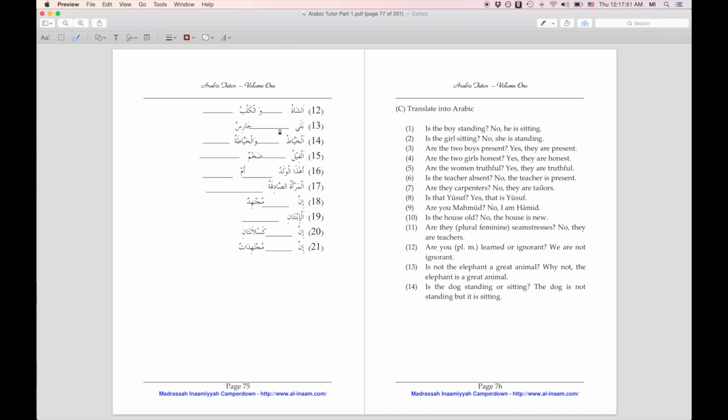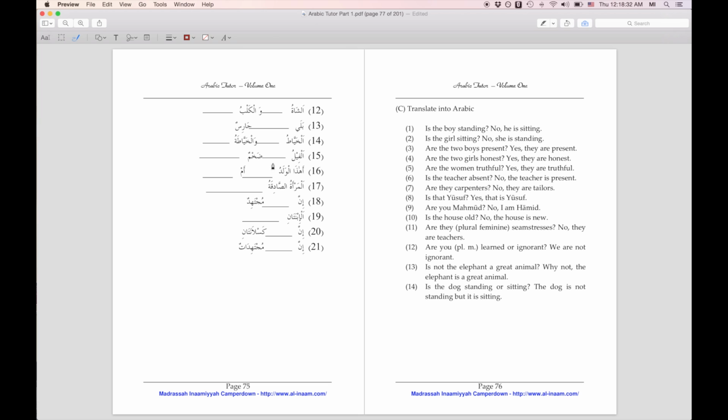Bala al-kalbu harisun. Na'am, the dog is a guard or a sentry. Al-khayyatu, that's the tailor. Just keep it simple. Al-khayyatu jalisun wal-khayyatatu qa'imatun. The lady tailor is sitting, the man tailor is standing.